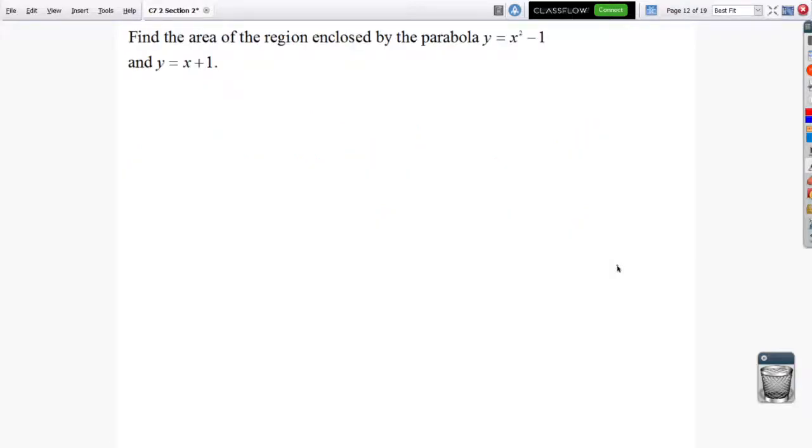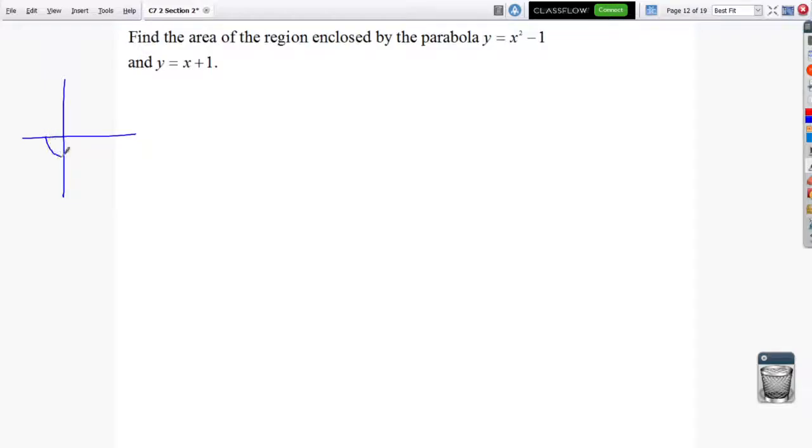Maybe, here we go. Find the area of the region enclosed by the parabola y equals x squared minus 1 and y equals x plus 1. So the first thing that I would do is sketch a graph of this. You might need your calculator for this one. I don't know your life.